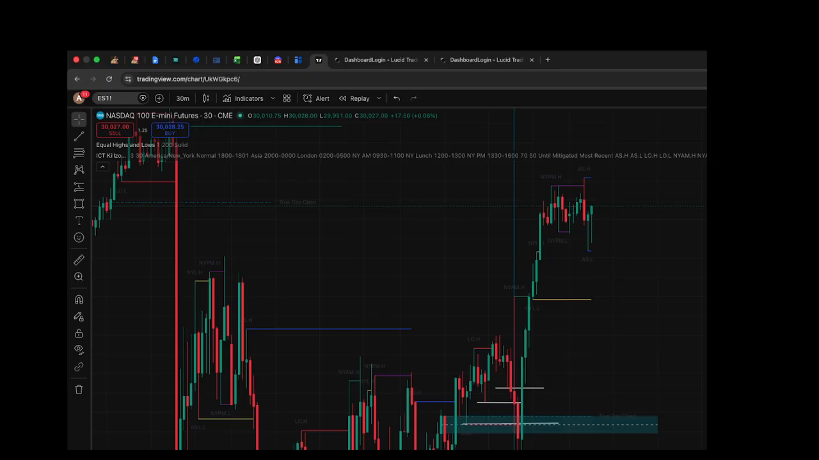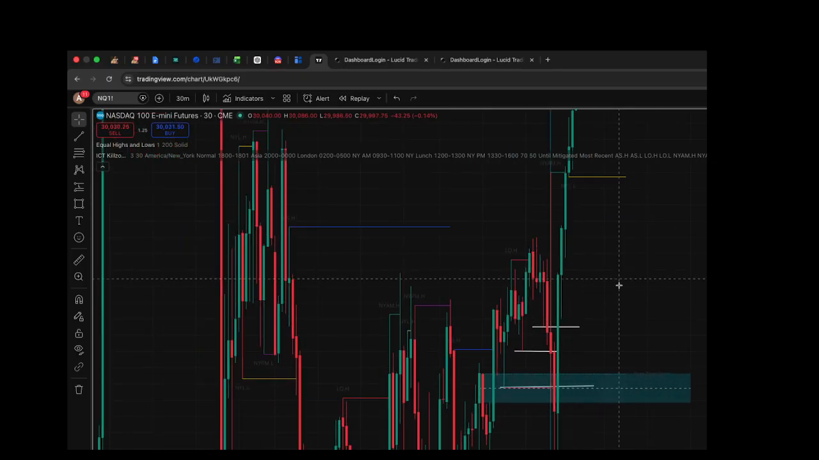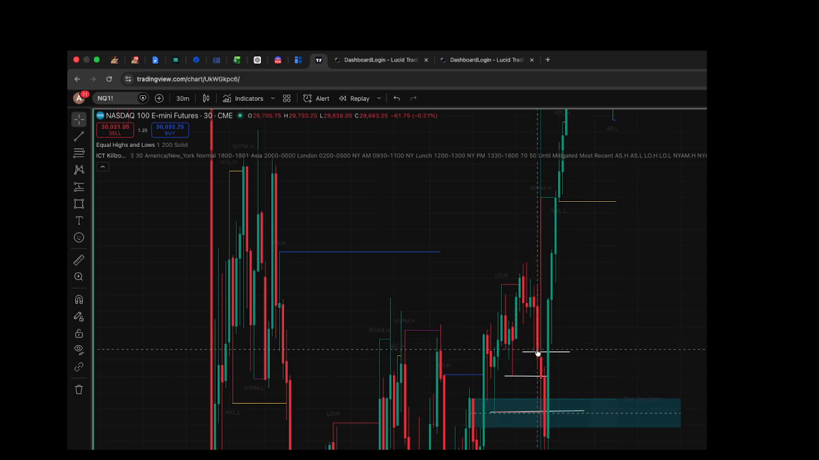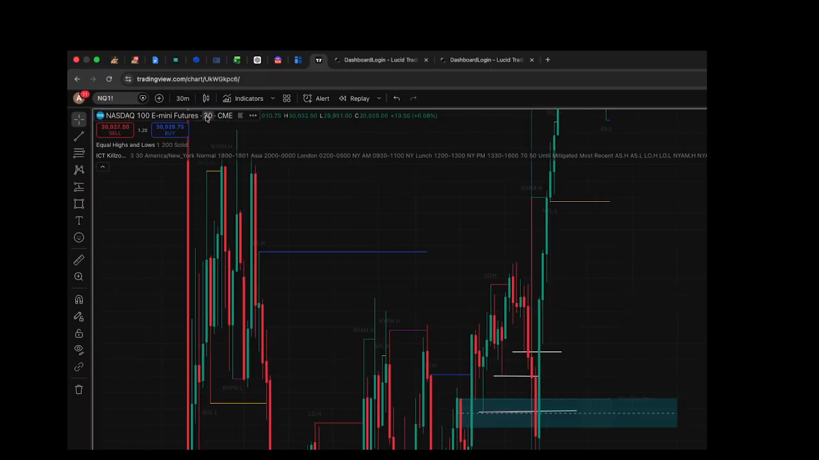Also, we formed a 30-minute CISD right here, so we broke structure to the downside, and this is my protected. What I'm trying to say is that if we get back above this high, because we pushed so deep into the range and we actually broke structure, we actually started dumping lower. If we counteract this entire bearish displacement and push higher and get back above this high, then I'm assuming we take these. So that's pretty much what I'm trying to say.